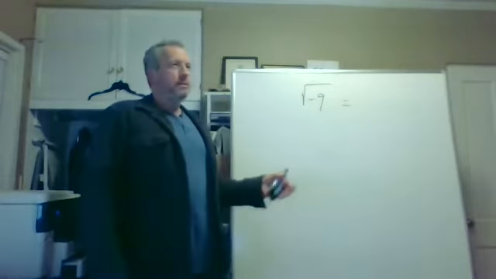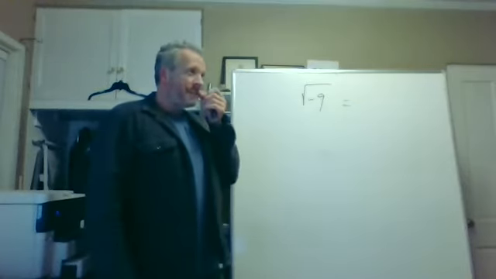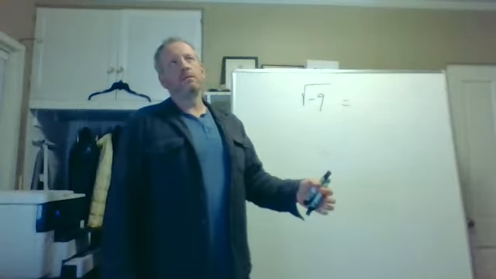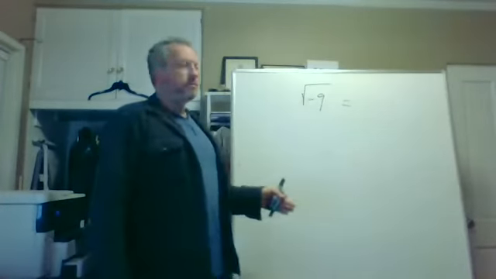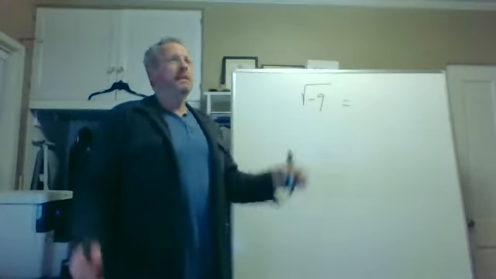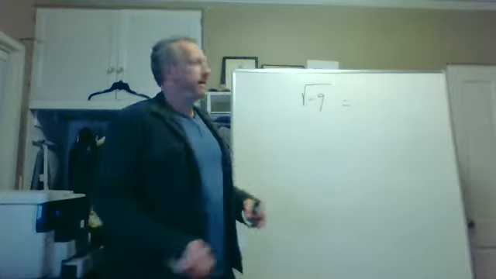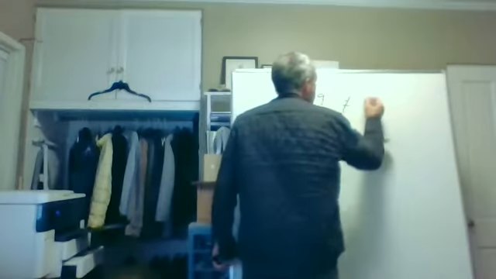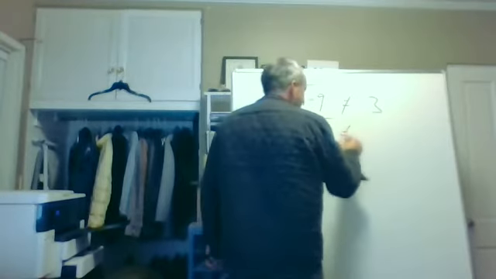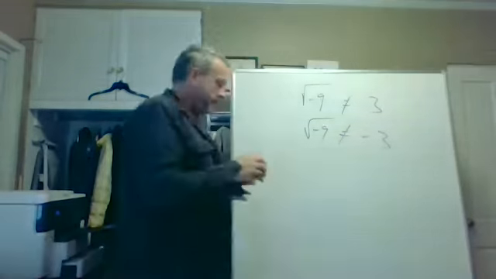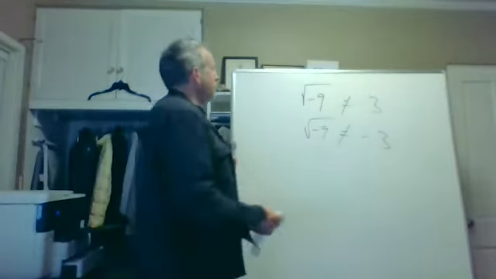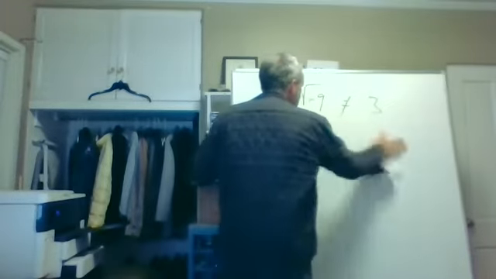Could it be 3? No, because 3 times 3 is 9. So it's not 3. And could it be negative 3? Well, negative 3 times negative 3 is 9. So it's not negative 3. So whatever this is, if it is anything, it is not 3 and it is not negative 3. So whatever you think it is, it's neither one of those. But the question still stands.